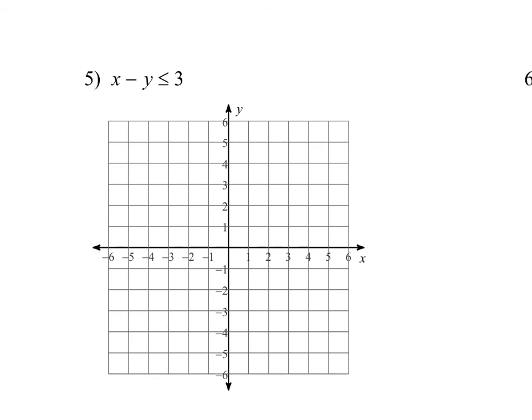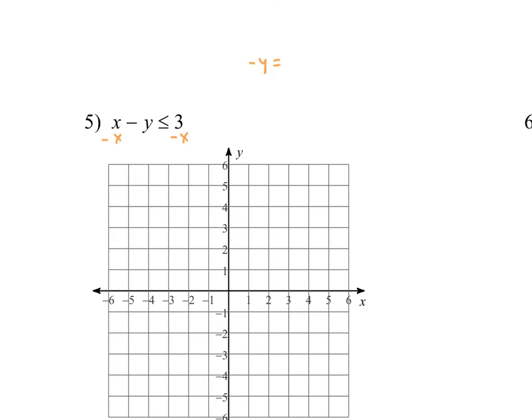Number 5. How do we get this into our slope-intercept form? What do we need to do first? Add the x. So we subtract x on both sides. So we have negative y is equal to negative x plus 3. We don't want our y to be negative. We need it to be a positive y equals. So how do we get rid of that negative y?